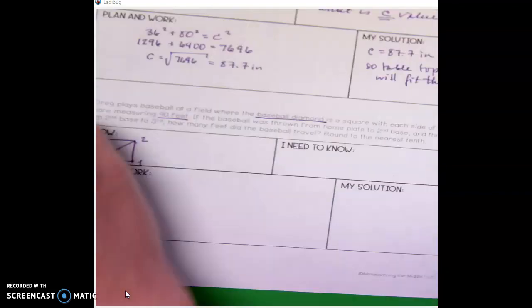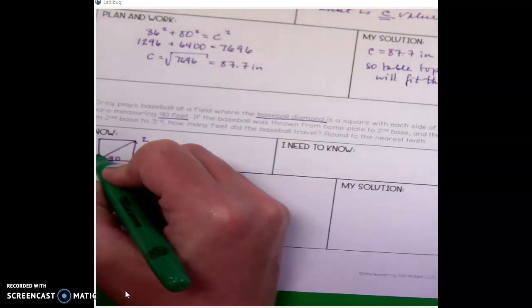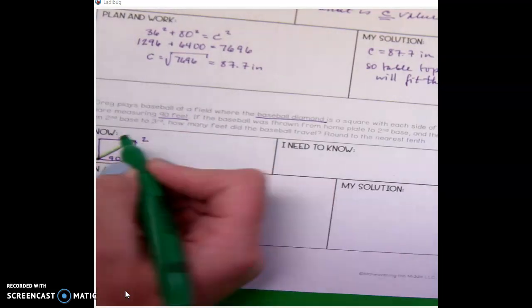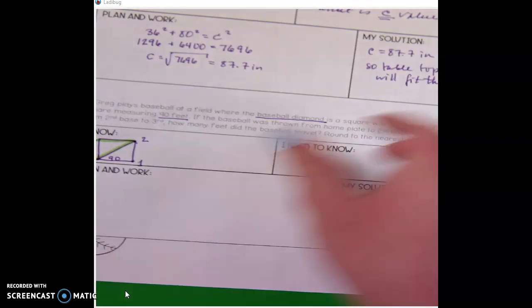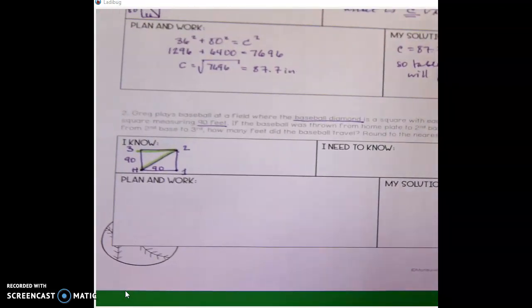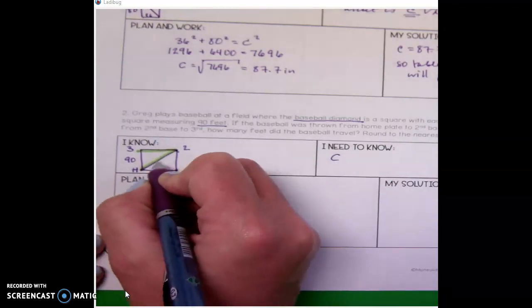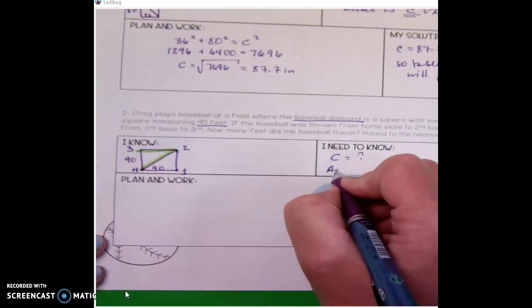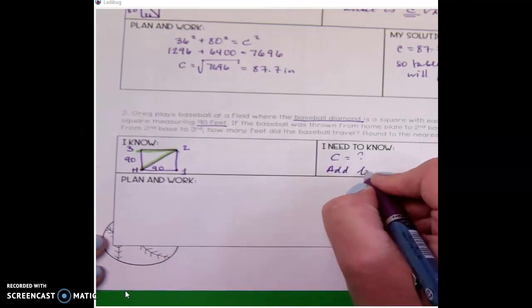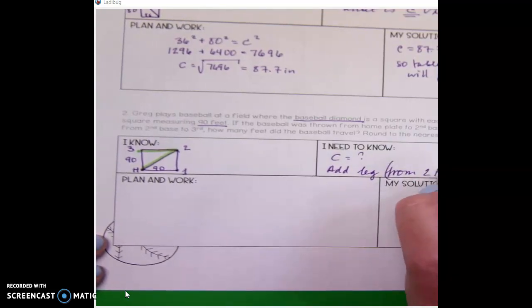Right here, and then right here. I'm going to use my highlighter to show you. They are saying the baseball traveled here, and the baseball traveled here. You see how the application question just went up and it's a little challenge? We need to find the hypotenuse, this little diagonal value, C, and then we need to add the leg from second to third base.